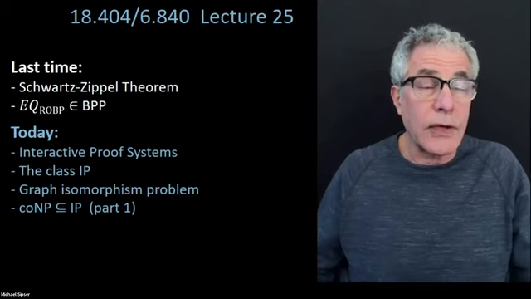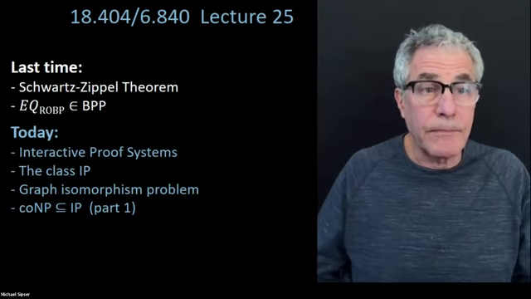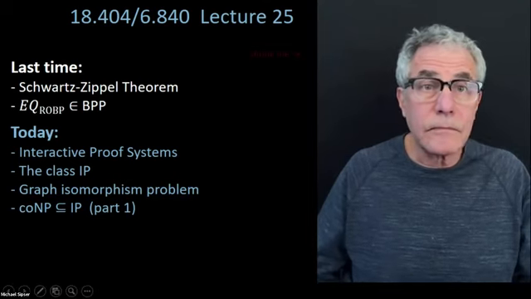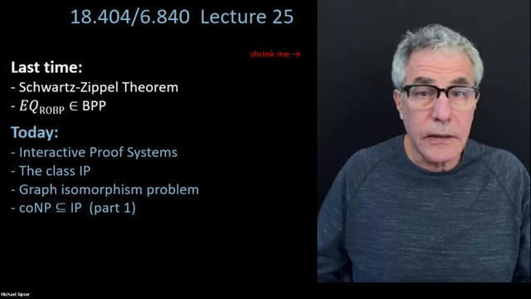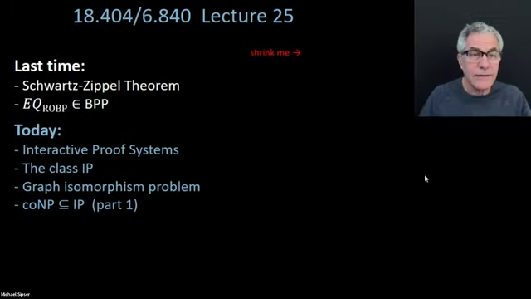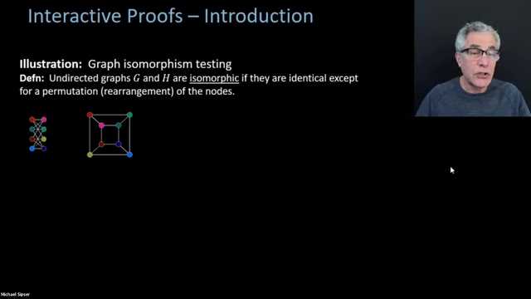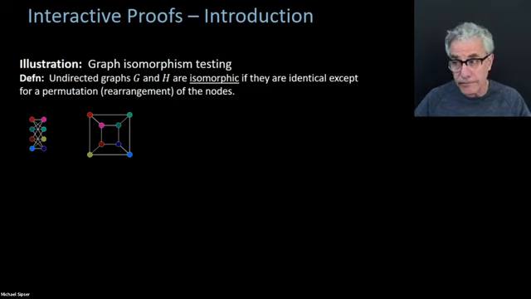So this is both an applied area and also one that has a lot of very interesting theory associated to it. So with that, we're going to jump in and just do an introduction. I'm going to introduce the model or the concept of an interactive proof with an example. And that example involves the graph isomorphism problem. That's the problem of testing whether two graphs are isomorphic.